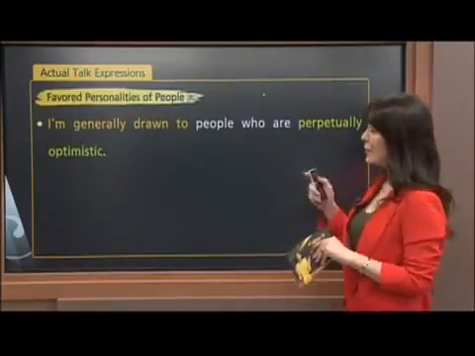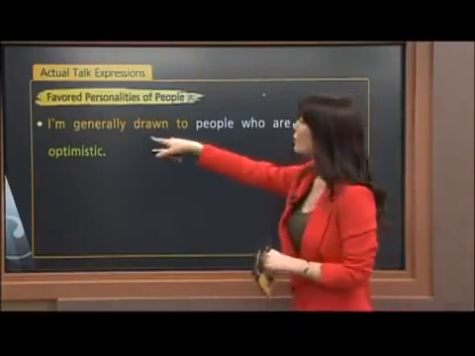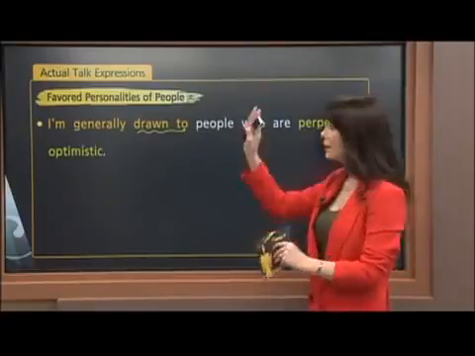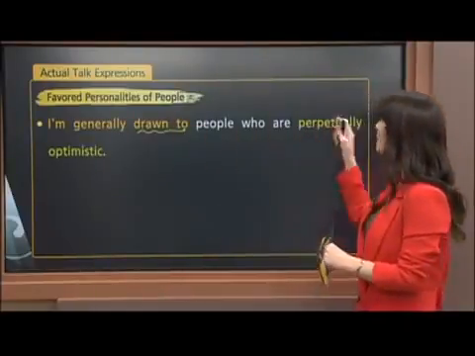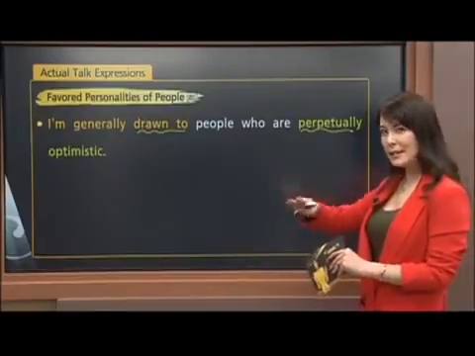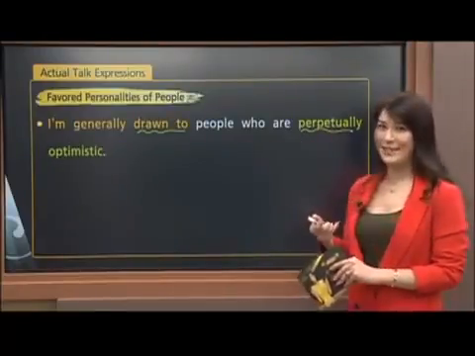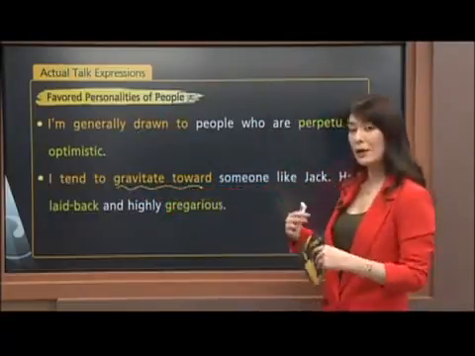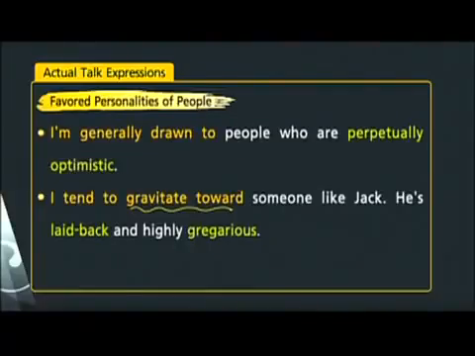All right, favorite personalities of people you can talk about. I'm generally drawn to. Remember, drawn to means attracted to. Simply put, you can say I generally like people. Same thing. Let's practice this pattern. I'm generally drawn to people who are perpetually optimistic. This is what Rachel said about her friend Connie, right? Perpetually means what? Continuously, all the time, constantly optimistic. So you like people like this. Moving on, I tend to gravitate toward, also meaning I'm attracted to someone like Jack. He's laid back and highly gregarious.